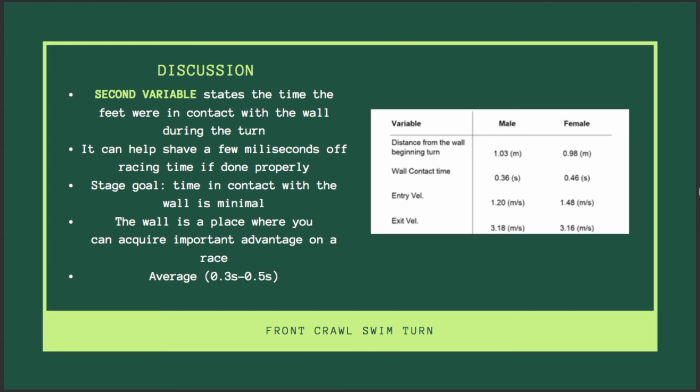The second variable shown in the graph states the time the feet were in contact with the wall during their turn. This can help shave a few milliseconds of racing time if done properly. The goal is that the time in contact with the wall is minimal. The wall is a place where you can acquire an important advantage in a race. The average time could be between 0.3 seconds and 0.5 seconds.